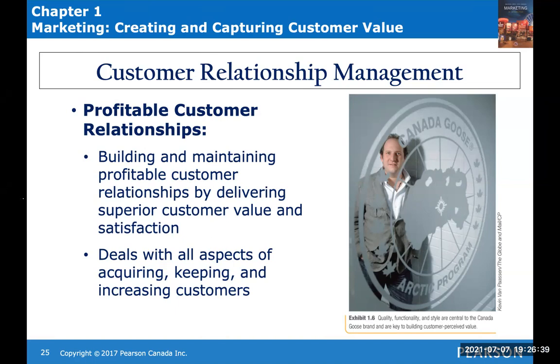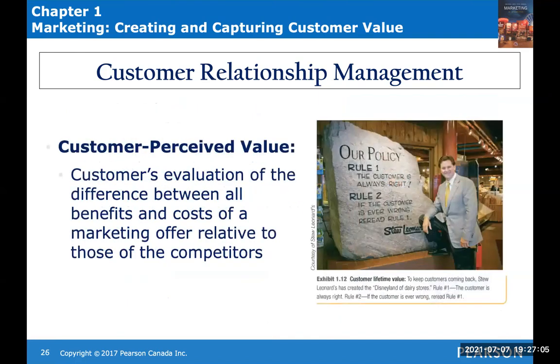And also the whole notion of profitable customer relationship is about acquiring, meaning that you're trying to attract or you're attracting new customers. You want to keep the ones that are there and you want to increase your customers over time. Because it could be that the current customer base is not enough to ensure that a company or a brand remains viable, especially in relation to its competitors.